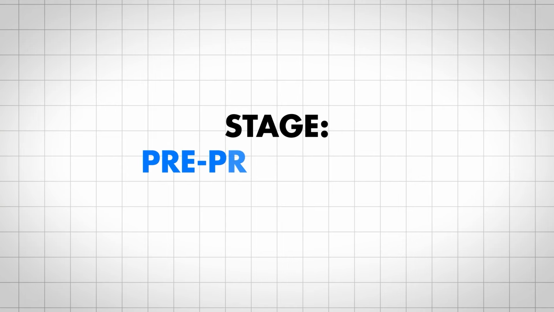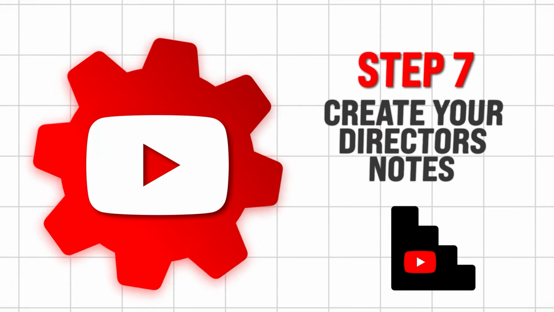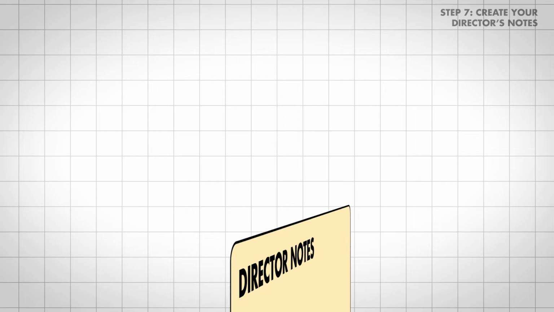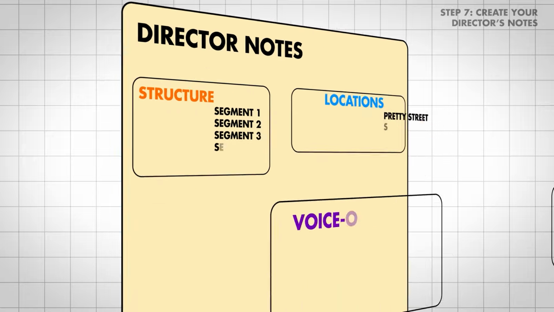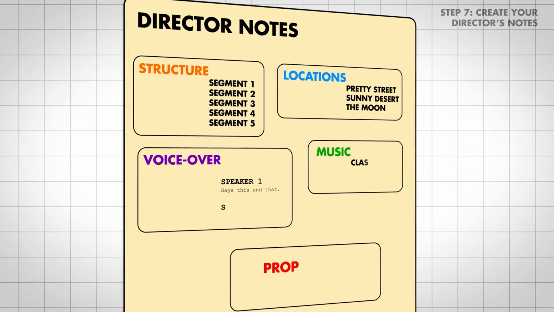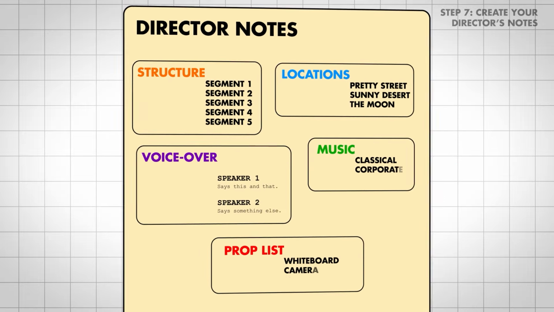And this stage is called pre-production. So step number 7 is to create your director's notes. Your director's notes is a simple document. Typically I use Google Docs, where you fill in most of the things related to your video, whether it's your segments, your voice lines, your locations, the items that you need. Even your thumbnail and your title could be on this document.